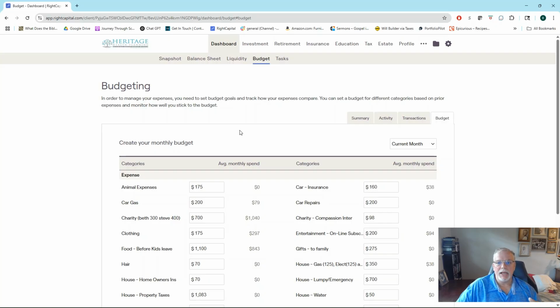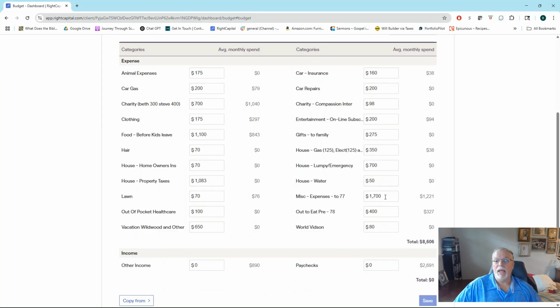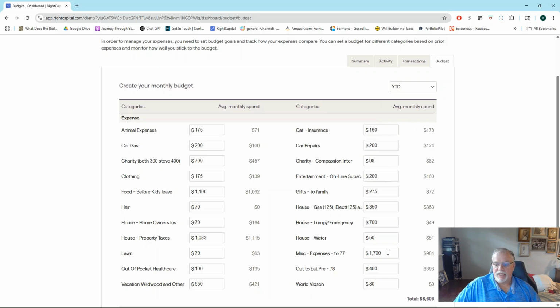So these margin accounts, like when Beth comes to me and she feels like she can't spend, I can go into this screen and say, go ahead, spend, hon. You know what? Year to date, I've got a budget, and our current 97% success rate is based on 1,700 a month in miscellaneous expenses. You're only spending 984. Go ahead. Spend some more.